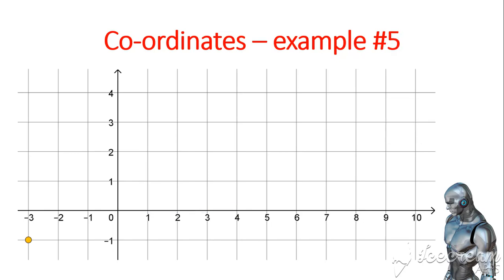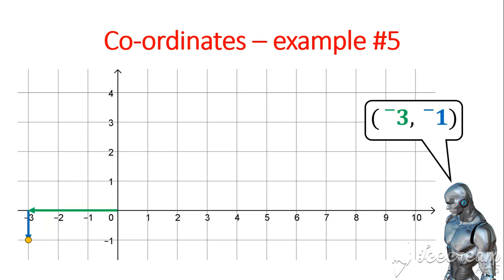Right, what about this example here? Well, starting from the origin, we must move 3 squares to the left and then 1 square down. So we're going to go in brackets -3 to the left, and then comma, -1 means go down 1 square.